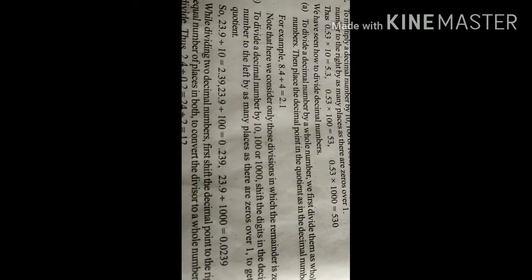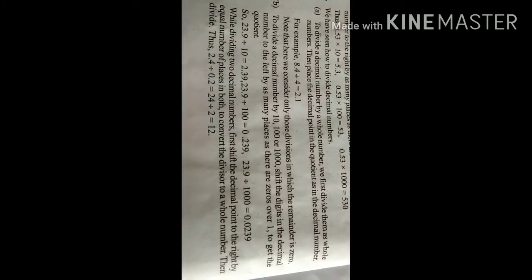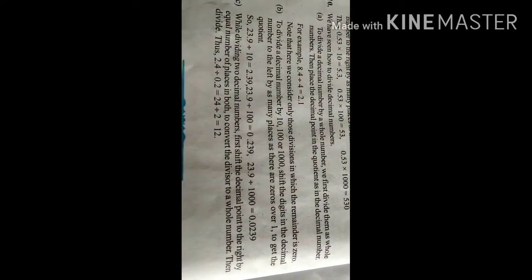Now what about the last point? We have seen how to multiply the decimal numbers, and here we are going to see how we have to divide the decimal numbers in different ways. See, to divide a decimal number by a whole number, we first divide them as whole numbers, then place the decimal point in the quotient as in the decimal number. Just to see the examples more clearly, while doing the sums I will explain to you.